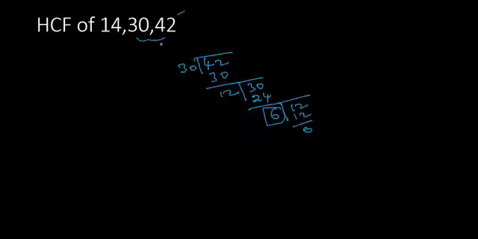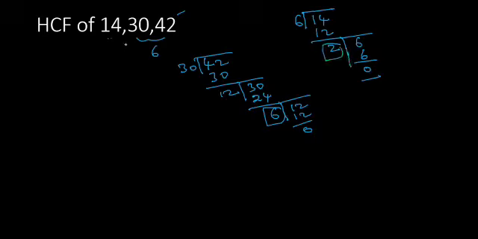Now for the first two numbers, the HCF is 6. Now you have to find it for 14 also. 14 and 6, which is the biggest number? 14 is the biggest number. So divide the big number by the small number. 14 divided by 6 goes 2 times, 12. Now the remainder is 2. Now you take this 6, divide by 2. It divides exactly. So the HCF of 14, 30 and 42 is 2.